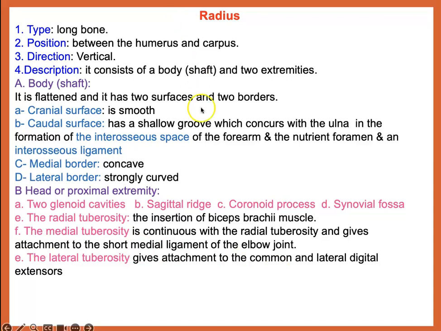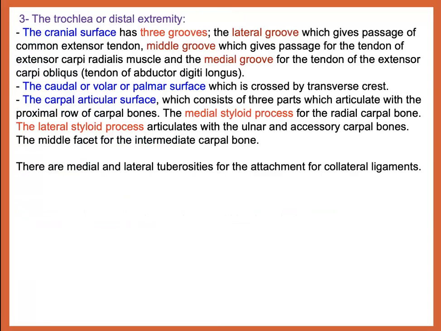Then now we speak about the radius and ulna. It is a long bone. Start with the radius. It is a long bone between the humerus and carpus. It is vertical. It has a body and two extremities. It's important to know it has a glenoid cavity, sagittal ridge, coronoid process, and synovial fossa. And we have three tuberosities: radial tuberosity, medial tuberosity, and lateral tuberosity.